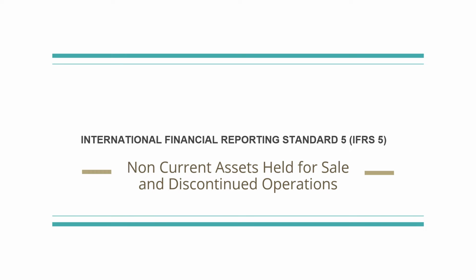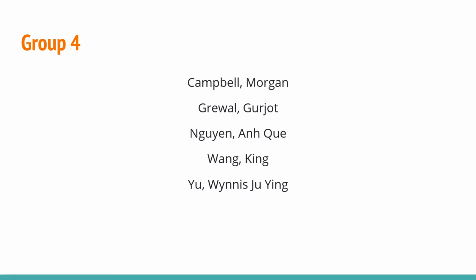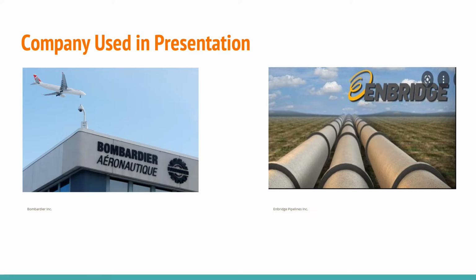Everyone, welcome to our Group 4 presentation. Our presentation today is about IFRS 5, which is non-current assets held for sale and discontinued operations. The team members are Morgan, Gerard, King, Venus, and me, and we will use Bombardier Inc. and Enbridge Pipelines Inc. as examples in our presentation. In the next slide, Venus will take over from me to start with the purpose and scope of IFRS 5.